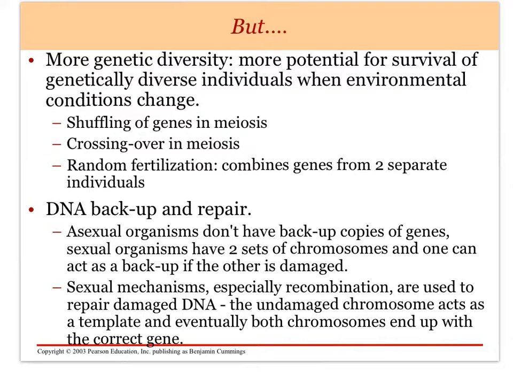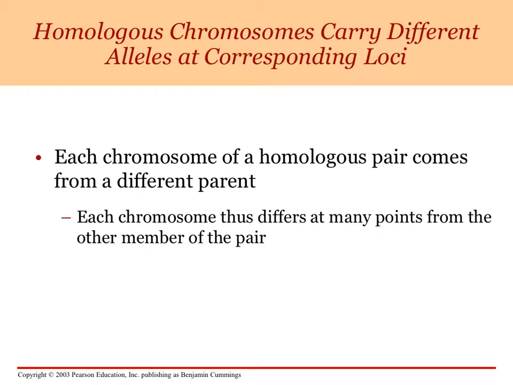idea that meiosis might be a part of DNA backup and repair. Asexual organisms don't have backup copies of genes. Sexual organisms have 2 sets of chromosomes. So one can act as a backup to rescue gene expression if there's damage to one. Sexual mechanisms, especially recombination, are used to repair damaged DNA. The undamaged chromosome acts as a template, and eventually both chromosomes end up with the correct gene. So each chromosome of a homologous pair comes from a different parent, and each chromosome might have different alleles at corresponding loci.